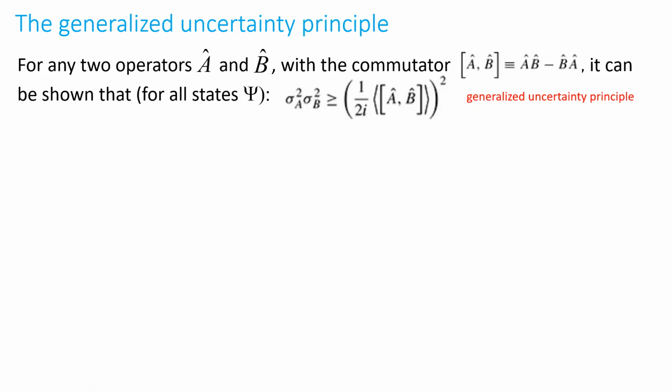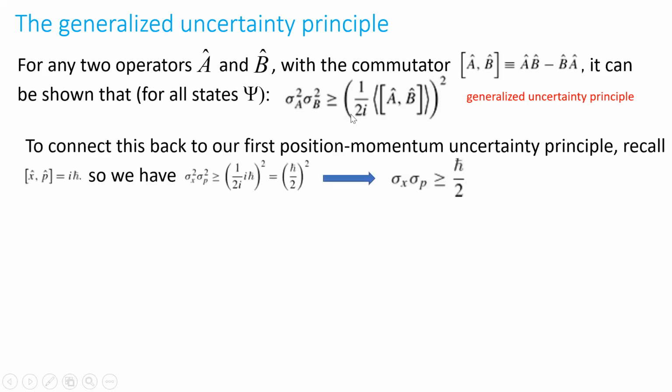Now, the uncertainty principle we looked at before applied to the position and momentum. So let's see if we can connect this one back to the position and momentum. To connect this back to our first position-momentum uncertainty principle, recall that the commutator of x and p is i h bar. So if we apply this to x and p, we'd have the variance of x times the variance of p is greater than or equal to, plugging in i h bar for the commutator, 1 over 2i times i h bar. But those i's cancel, so we get h bar over 2, squared.